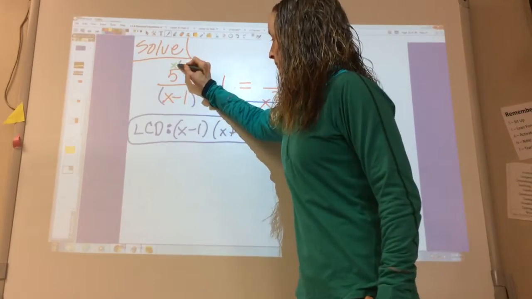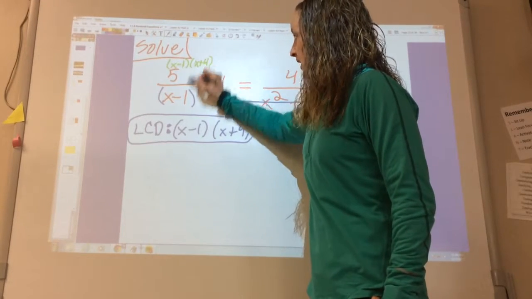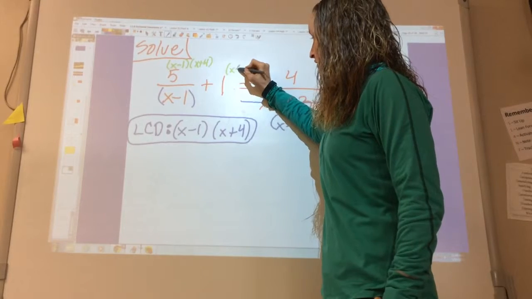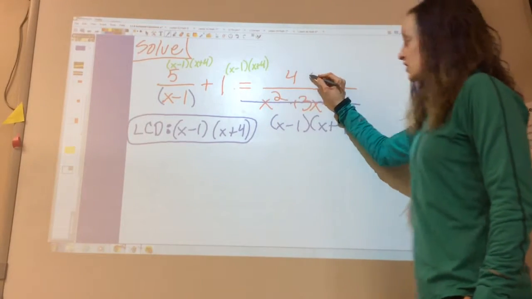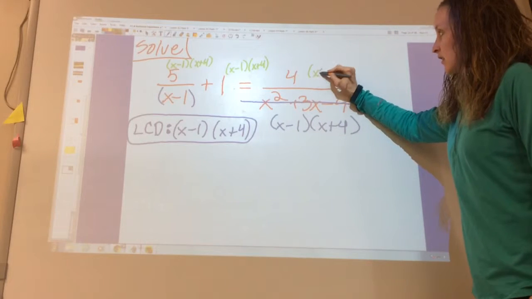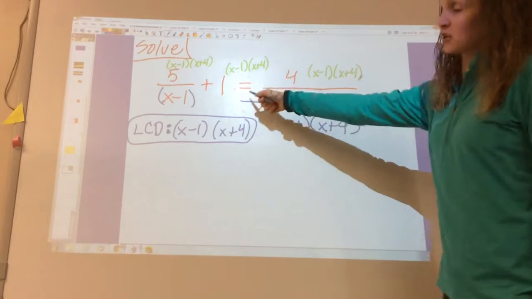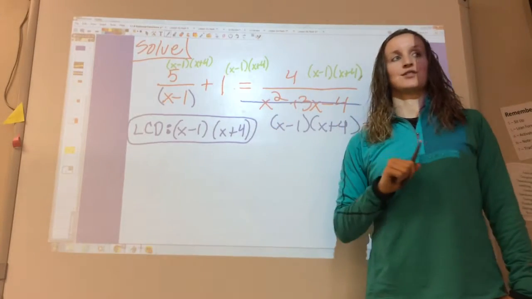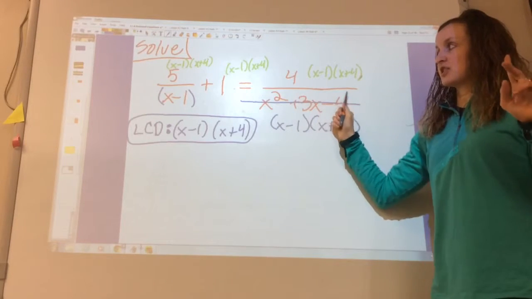Put the LCD on top. The LCD on top, because we are multiplying each fraction by your LCD. Because do you guys like fractions all the time? No. And this is how we can legally, following our math rules, get rid of our denominator when we are solving rational expressions. So that's our first step. Multiply each of these by the LCD.